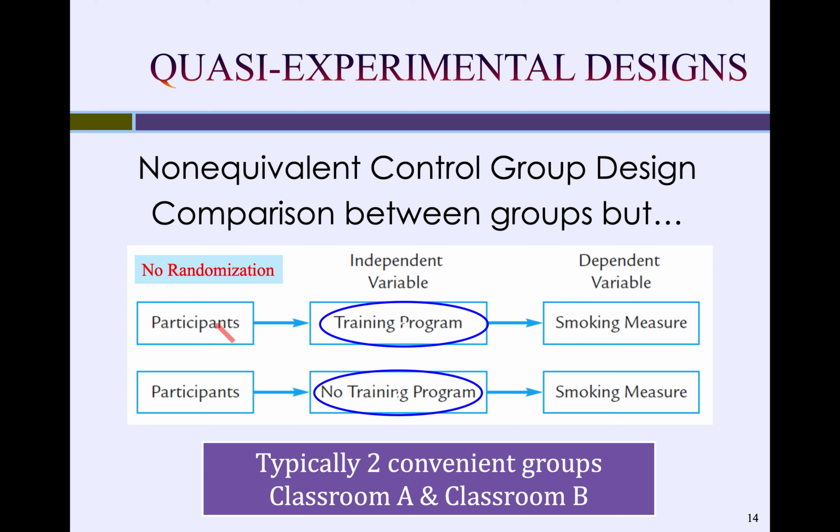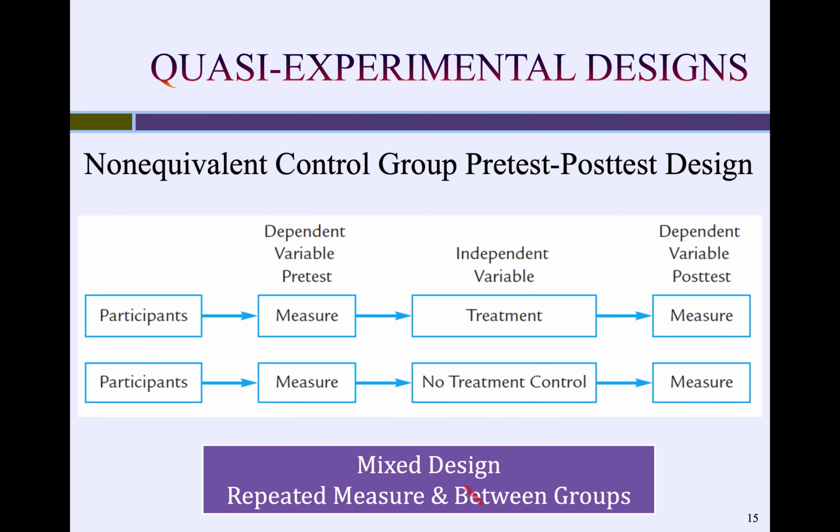And then you assess them both on the smoking measure, and then you compare the differences between these two measures. And again, they're not randomly assigned because typically they're just two convenient groups of people. Another non-equivalent group, again, we cannot confirm that they're even equivalent. We don't know. There might be something very drastically different between this group and this group because of non-randomization. But this adds another layer that sort of supports the research to be even stronger. So even though they're non-equivalent groups, you can still do a non-equivalent control group pre-test, post-test design.